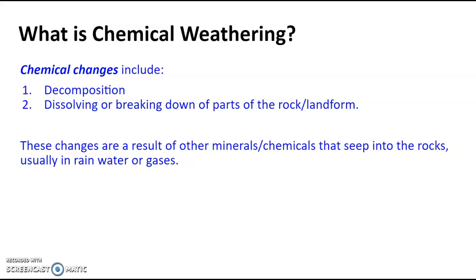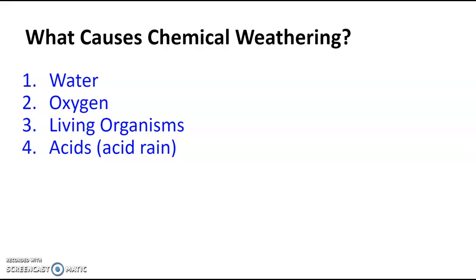So there's kind of two things that can happen with chemical weathering. There's a decomposition change that can occur, or there's like a dissolving or breaking down of parts of the rock. These changes are usually the result of other minerals or chemicals interacting with the rocks, often from rain or as gases.